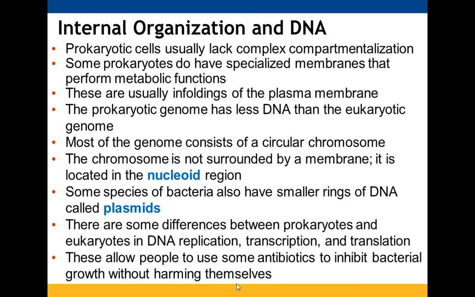Again, they don't have nuclear membranes, they don't have a nucleus. Their DNA tends to be circular, and it's just located in a general region, the nucleoid. They can have plasmids present as well, smaller rings of DNA. And those plasmids, again, can move between cells. And we've talked about the replication and transcription and translation before. Their ribosomes are a little bit smaller.